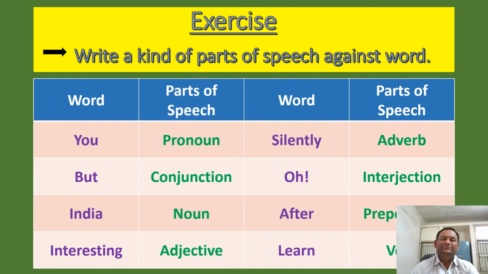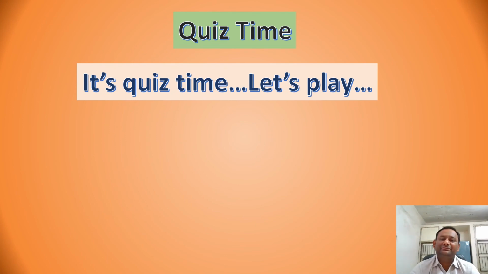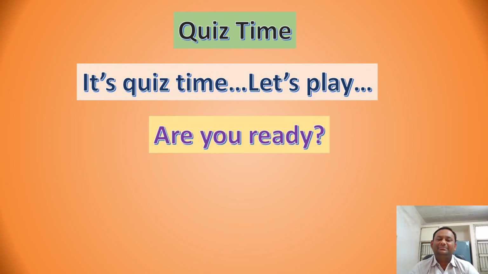You, you is pronoun. But is conjunction. India, India is noun. Interesting, interesting is adjective. Silently, silently is adverb. Oh, that is interjection. After, that is preposition. And the last word is learn, that is verb. So friends, I hope that you get the idea of how the parts of speech can be identified. We can also play a quiz for parts of speech.